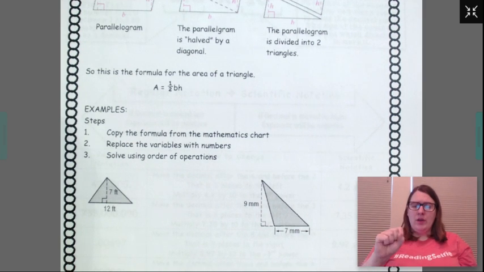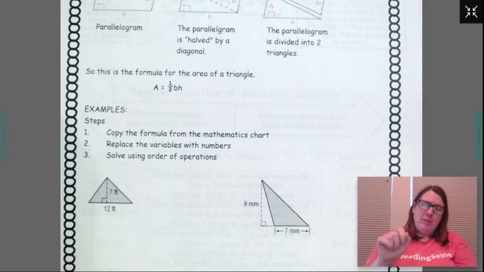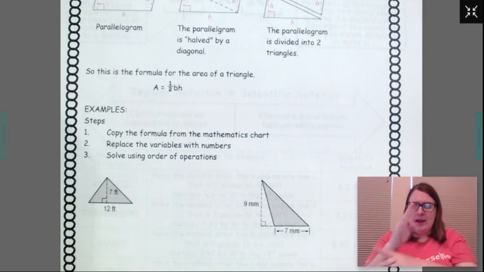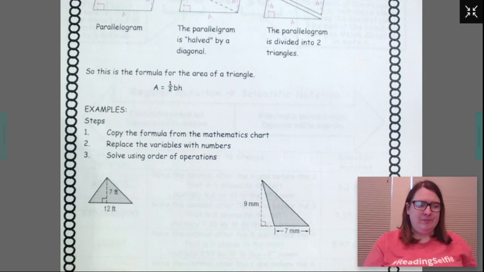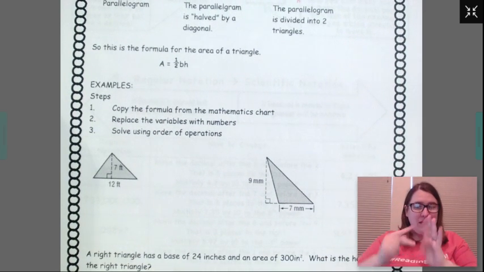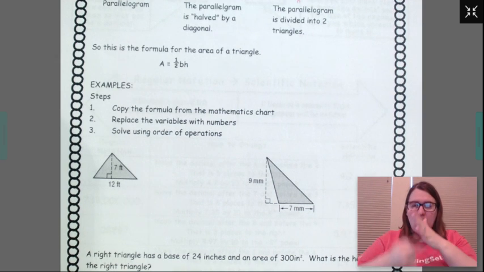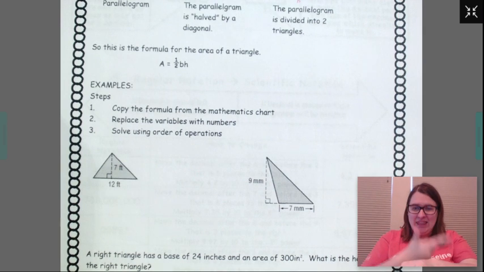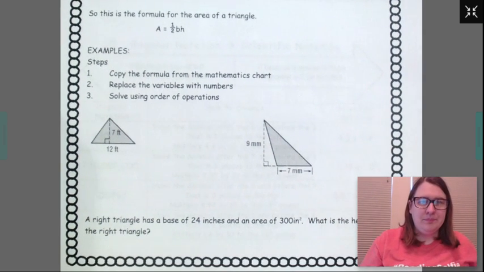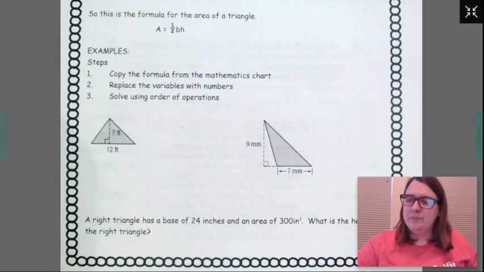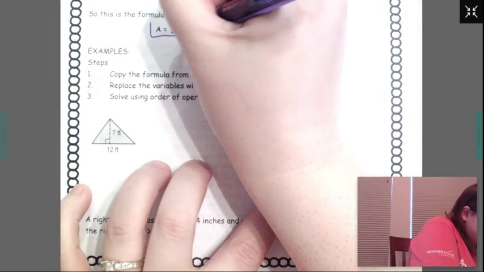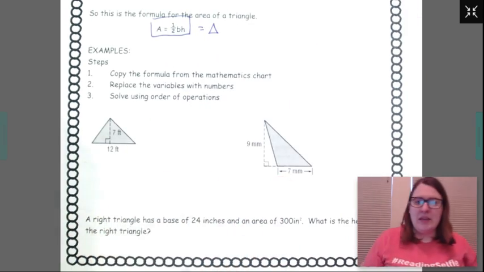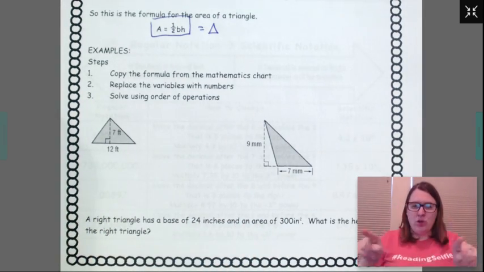So, the formula for that is area equals 1/2 times B times H. And what does B mean? Base. What does H mean? Height or length. Okay, so that's my area for my triangle.